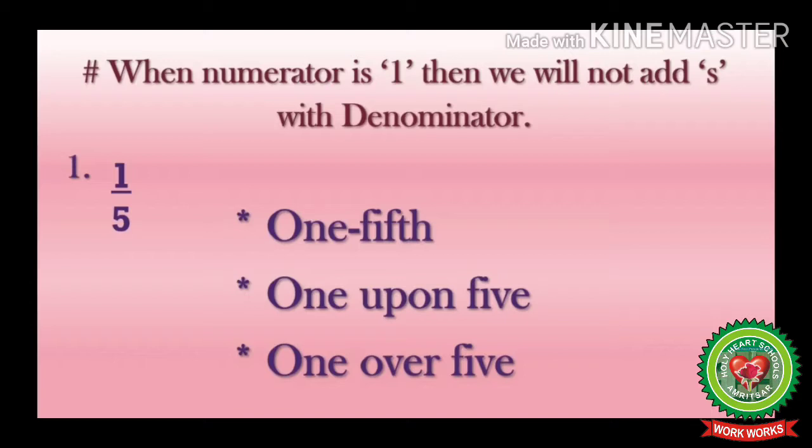For example, 1 upon 5 is given. How will we write it? We will write 1, that is the numerator, hyphen fifth, that is the denominator, and we will not add s with it because the numerator is 1. The other two ways are 1 upon 5 and 1 over 5. That means 1 is upon the 5. Upon we can also call the line between 1 and 5.